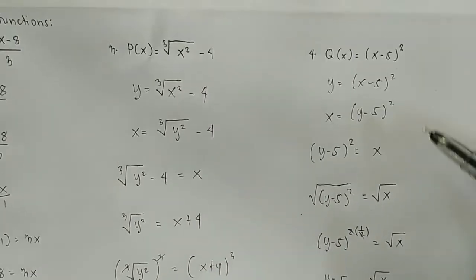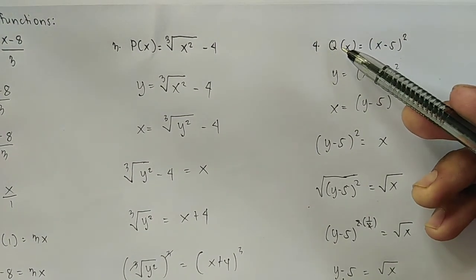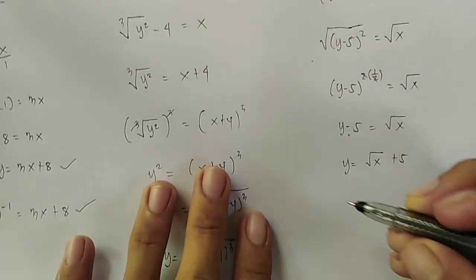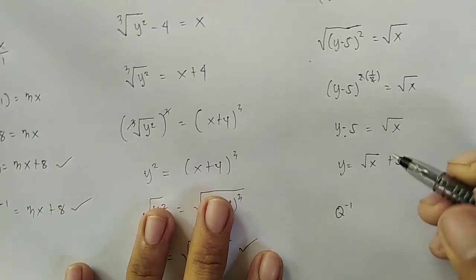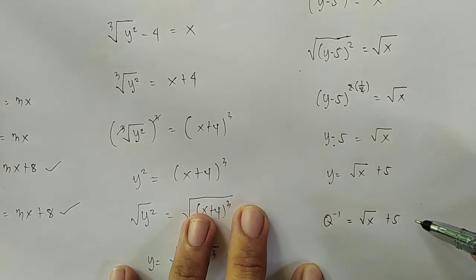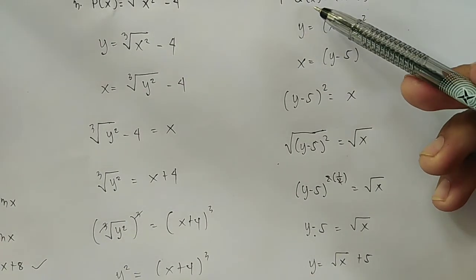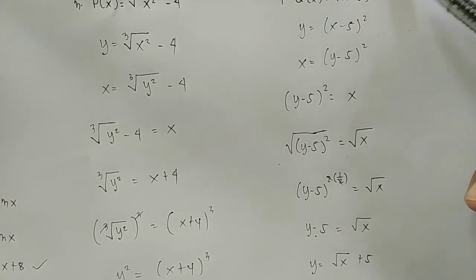Or we have to write this one in inverse function notation. So since q is the letter used here, we have to say q inverse, or the inverse of the function q, is equal to the square root of x plus 5. So this is already the inverse of the function q of x is equal to (x - 5) squared.